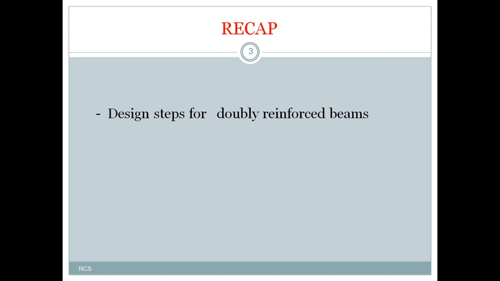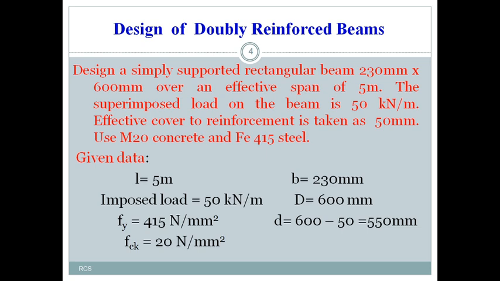With the background of those steps, by utilizing them, now we will design a numerical problem, a doubly reinforced simply supported beam. So let us read out the problem. A simply supported rectangular beam 230 mm by 600 mm over an effective span of 5 meters. Underline this, effective span of 5 meters. The superimposed load on the beam is 50 kilonewton per meter. Effective cover to the reinforcement is taken as 50 mm, and use M20 concrete and Fe415 steel.